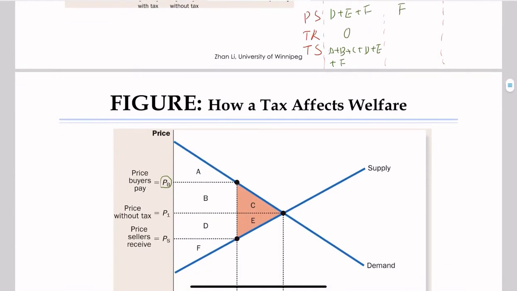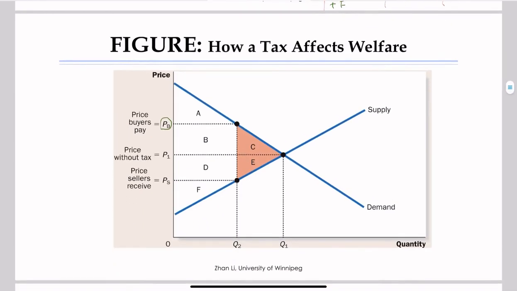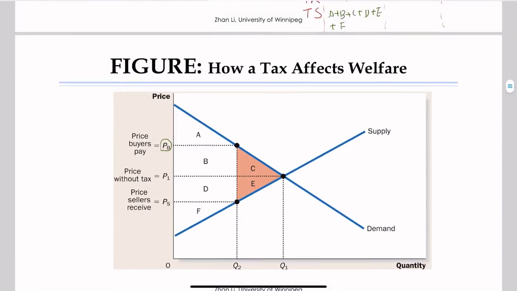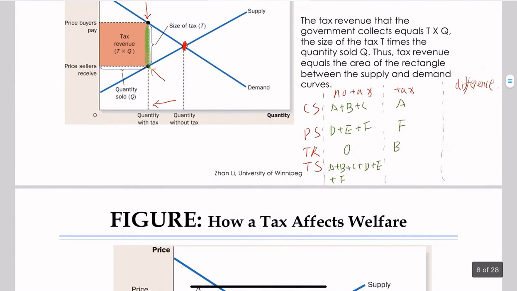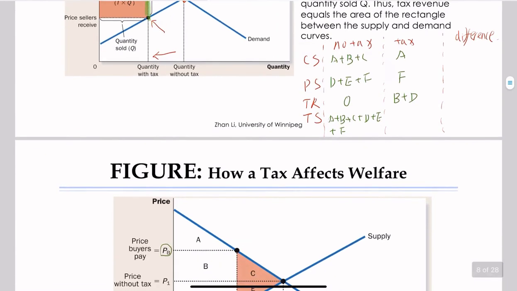Of course, now we will have tax revenue. Tax revenue equals the size of tax times quantity, right? So basically, tax revenue is given by B plus D. So now you can see that the total surplus is given by A plus B plus D plus F.